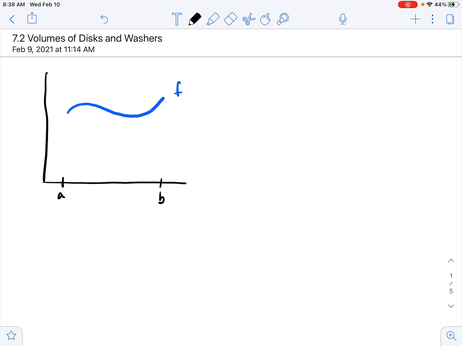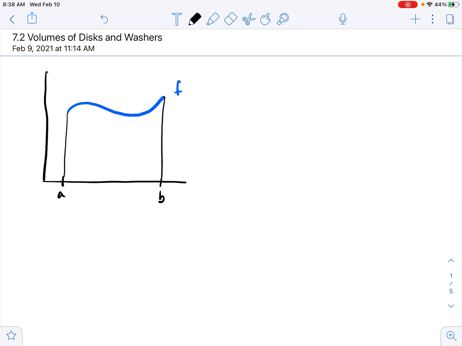Okay, we know that we can find the area between the graph of f and the x-axis by integrating f from a to b. What if, on the other hand, we were to take the region bounded by f and the x-axis on that interval and rotate it about the x-axis? Okay, so we're basically going to flip this thing around the x-axis and we're going to get a three-dimensional solid that would be formed here.